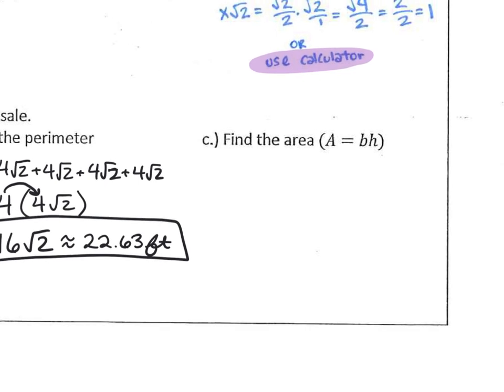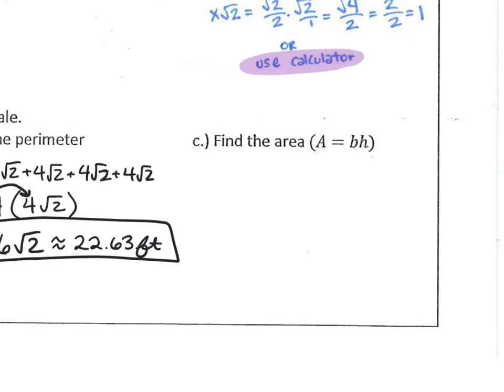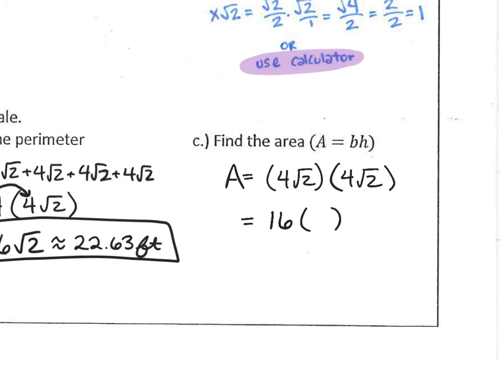The last question here says find the area, and it gives you a hint that the area of the square, not of the triangle, of the square is base times height. What's the base of the square? 4 square root of 2. What's the height of the square? Still 4 square root of 2. So we're just doing 4 square root of 2 times 4 square root of 2. If you were doing this in your head, you would do the big number times the big number, which is 16. You would do the radical times the radical. What's 2 times 2? What's the square root of 4? 2. So really this would be 32 square feet.